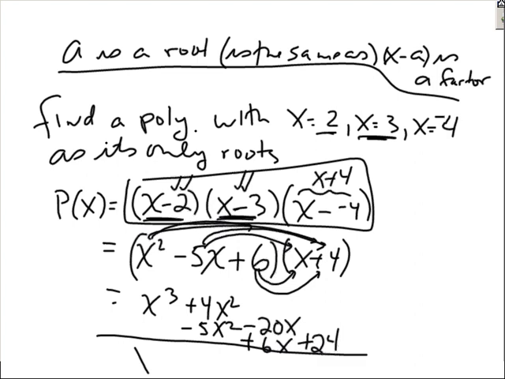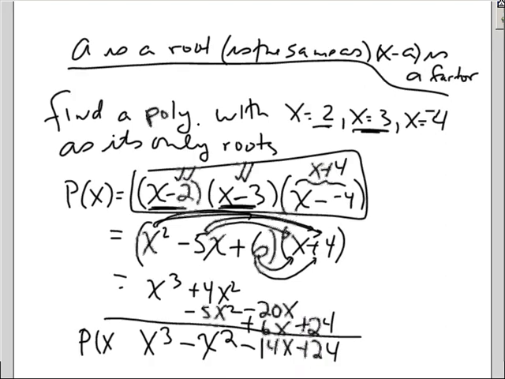We get x cubed. 4 minus 5 is negative 1, minus x squared. Negative 20 plus 6 is negative 14x, plus 24. The last line is a polynomial that has 2, 3, and negative 4 as its zeros.